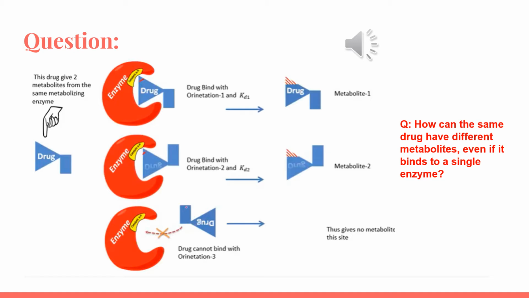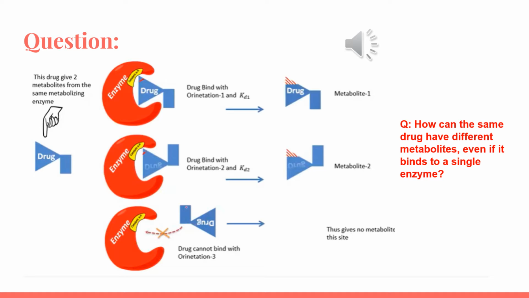Some people will find this question to be tricky. How can the same drug have different metabolites even if it binds to a single enzyme? I will try to recapitulate this question in a different form. If we have only one enzyme and we only have one drug, we can have different metabolites.